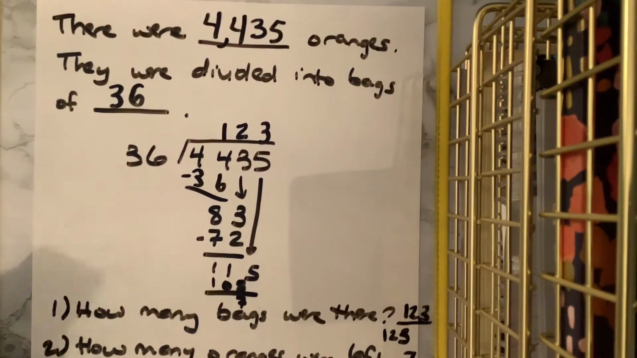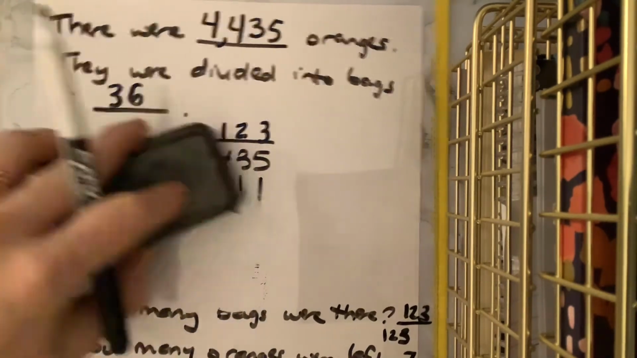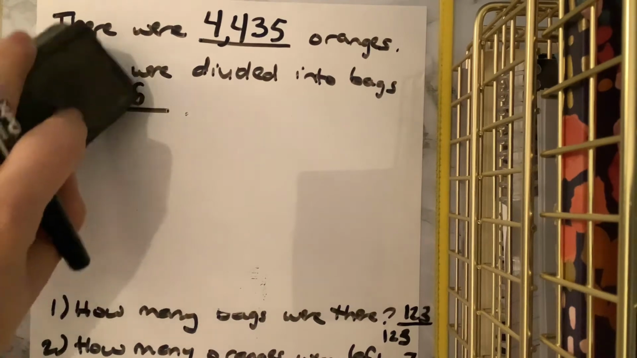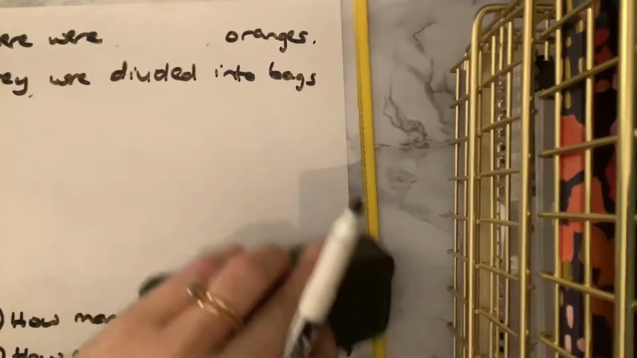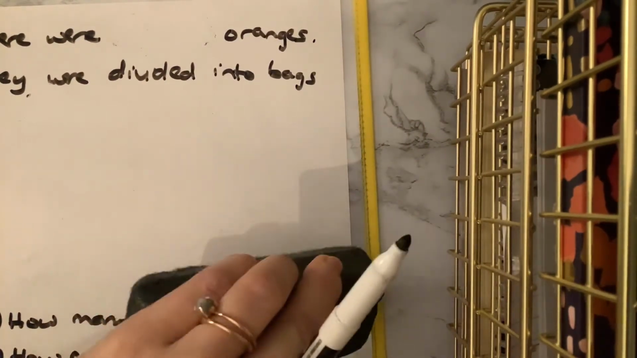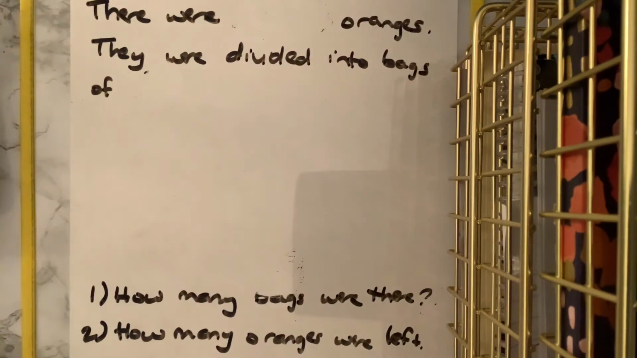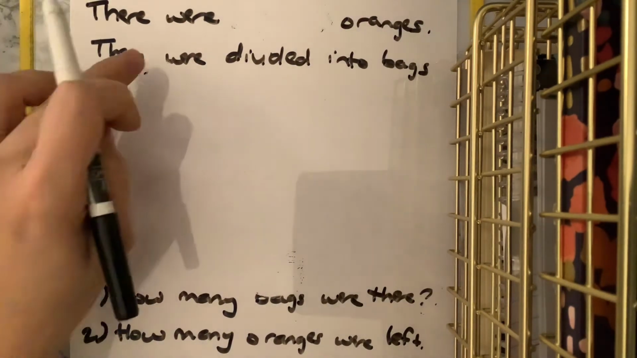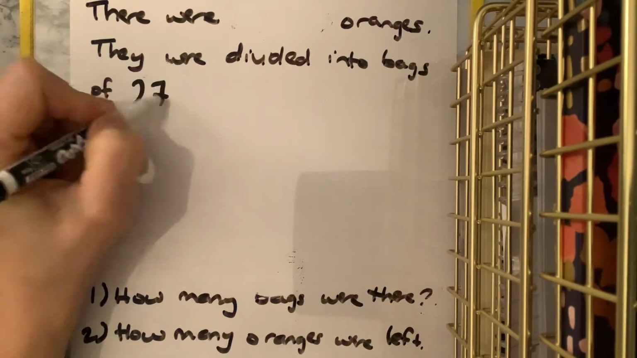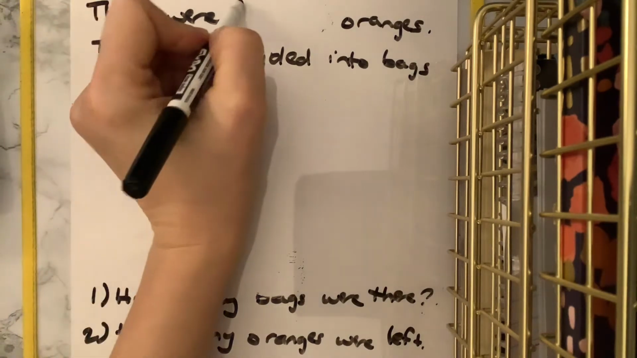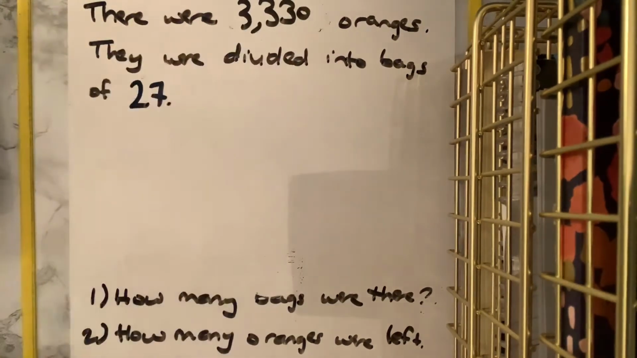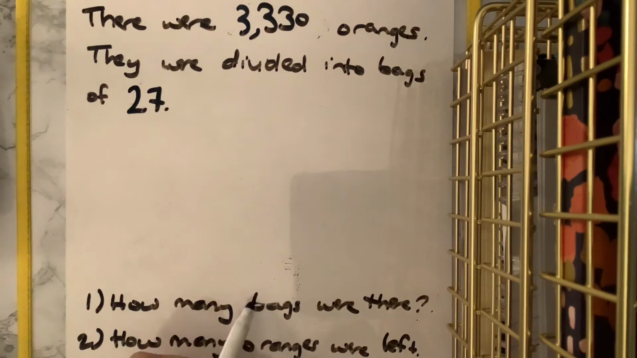Okay, let's try another one. I'm not going to change the wording of the problem. Again, I don't need you guys to have to sit and watch me writing. But I am going to change the numbers of this problem to give you another chance to solve. We're going to be dividing these into bags of, let's say, 27. And we're going to have 3,330. Go ahead and pause and solve this problem, and then come on back and see how you did.